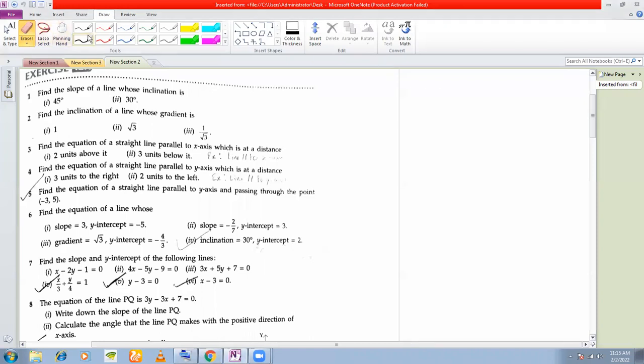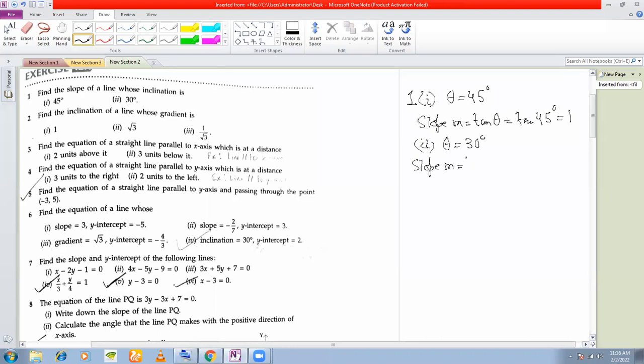Look at question number 1, parts 1 and 2. These are very easy. Find the slope of a straight line whose inclination is, first one, 45 degrees. So theta is given to you as 45 degrees. What is the slope in this case? Tan theta, tan 45, which is 1, right? Similarly for the second one, theta is given to be 30 degrees. Therefore what is the slope? Tan 30, which is 1 by root 3, right? So slope we have found out.